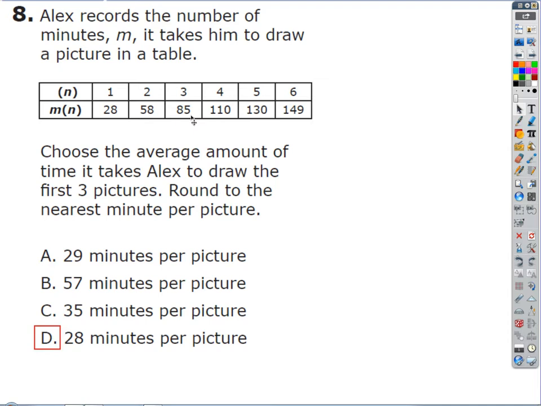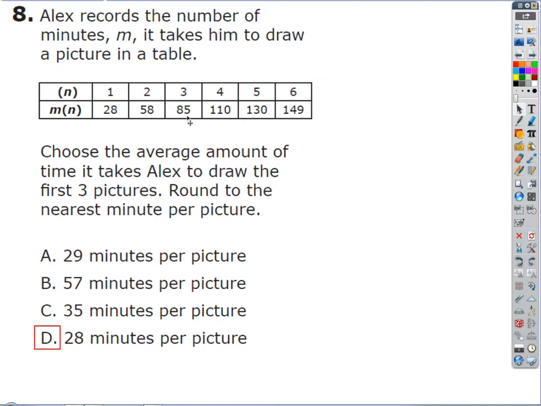Right? So when he draws 3, it takes him 85. What about 2? Well, 2, it takes him 58. It's different. But they're saying the average time it takes to draw a picture when he draws 3. That's a confusing question. So we don't find the average of it. You're just saying for this one right here, when he drew 3, it took that long. So now look what the answers are. It took 28 minutes per picture then, when he drew 3.